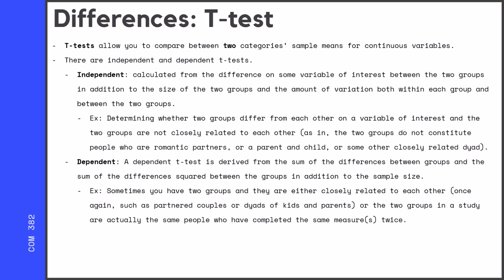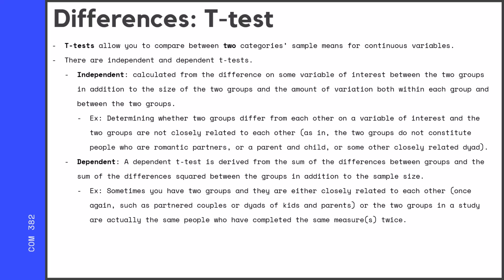The other form of differences, the next way to think about this, is called the t-test. A t-test allows you to compare two categories' sample means against a continuous variable. So this is a categorical variable that has two levels against a continuous variable. There are independent and dependent t-tests.